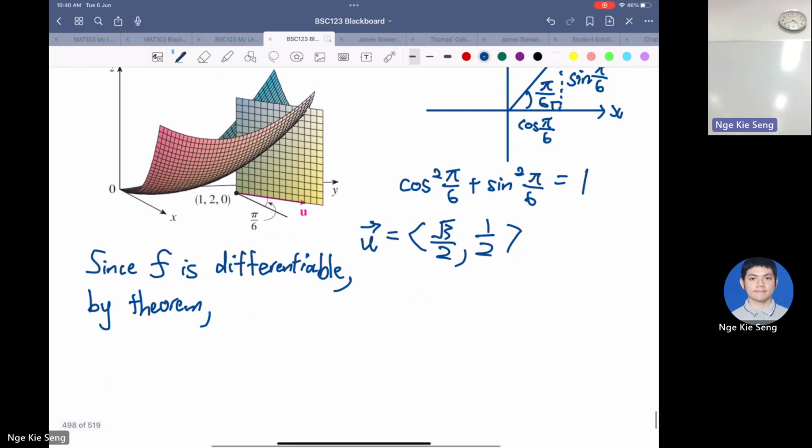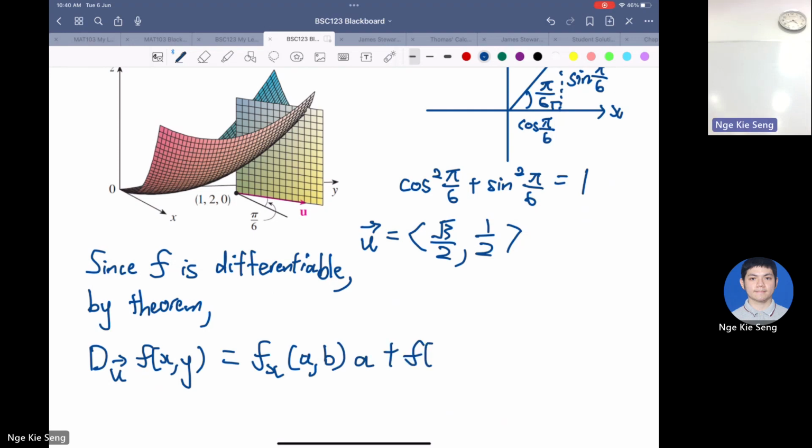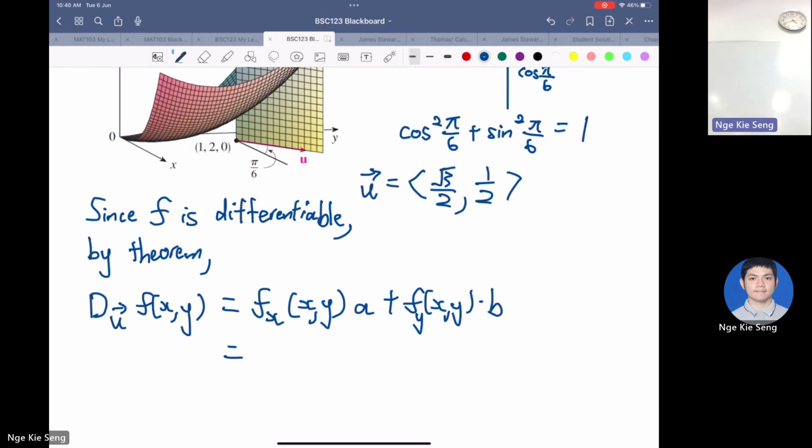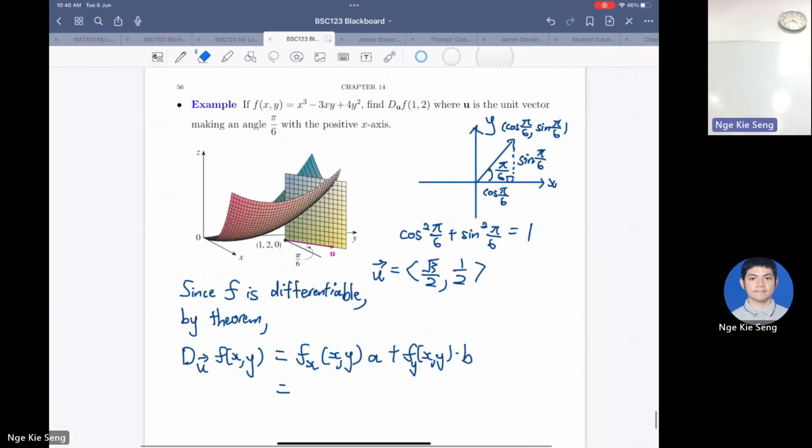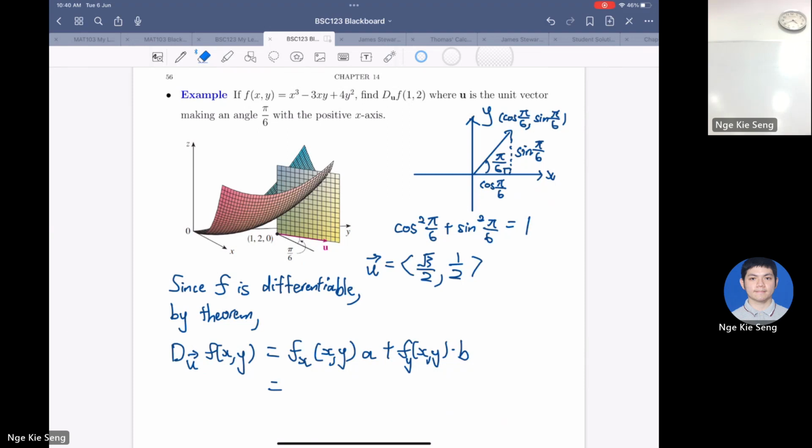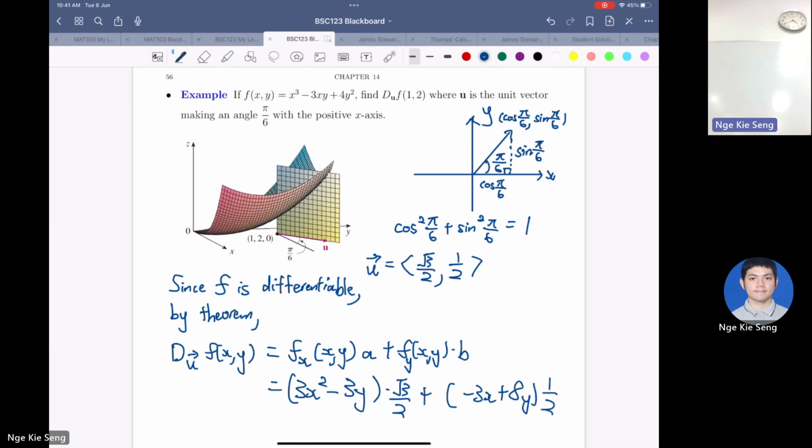Okay. So what's the formula of the directional derivative? D_u f equals f_x at (x, y) times a plus f_y at (x, y) times b. So what are these two numbers here? What is f_x with respect to x, y? It is 3x squared minus 3y, times a, and what is a? Square root 3 over 2 in our case, plus minus 3x plus 8y times 1 over 2.